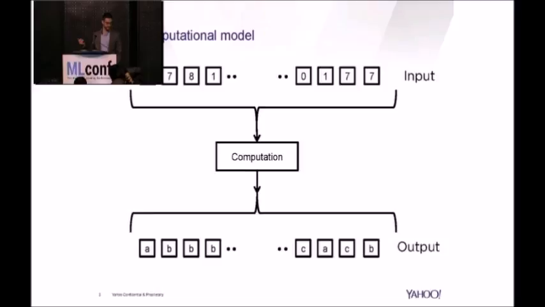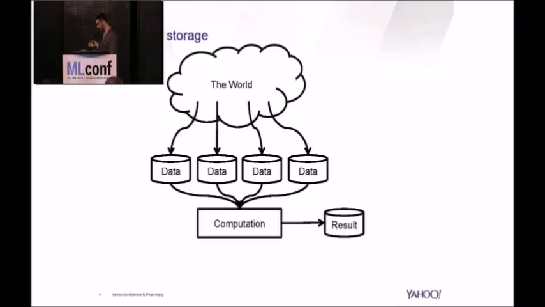So, if I want to think about the computational model, if I want to think about an algorithm, I would have all of the input accessible to me in memory. I can do whatever I want with it. I can access any part of it, and then I can output whatever it is that I computed. Now, for several years now, this is unfeasible. So the world actually, I collect data on many different hard drives, many different machines, and then I have to do something with it.